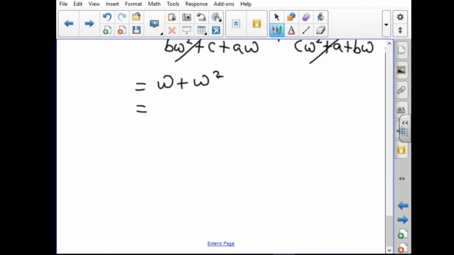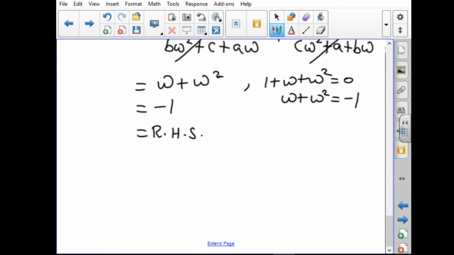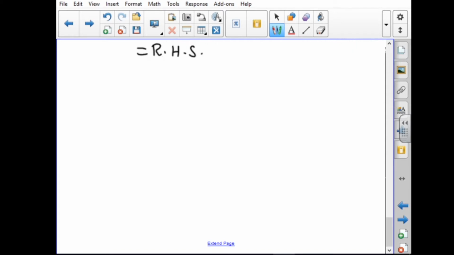We already know that 1 plus omega plus omega square equals 0. So what is omega plus omega square? It is nothing but equal to minus 1. So we can write it as equal to minus 1, which is the RHS. Hence we proved problem number 1. So we have to multiply with omega square and take omega from the first numerator and omega square from the second numerator. You will get the answer. Okay, now let us move to the next problem.